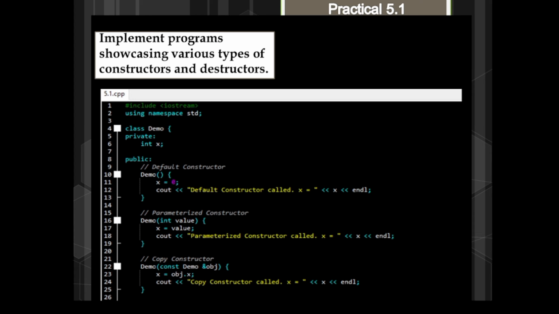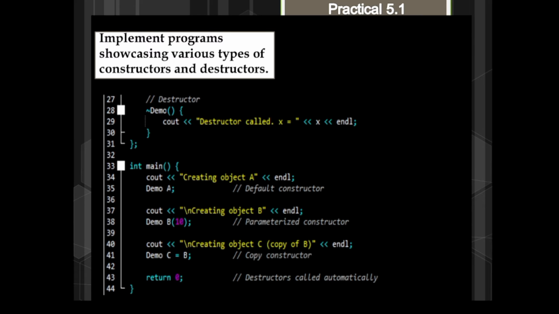Next, we have Demo(const Demo &obj) { x = obj.x; cout << "Copy constructor called" << endl; }. So here it is called when one object is created using another object, and it copies the value x from the existing object. Next, ~Demo() { cout << "Destructor called, x = " << x << endl; }.